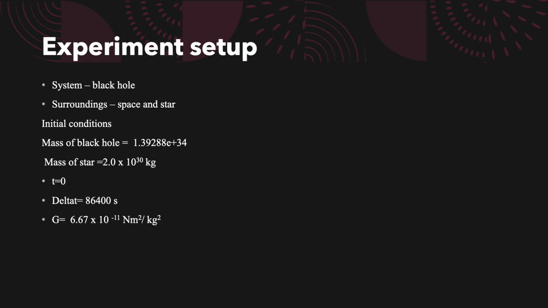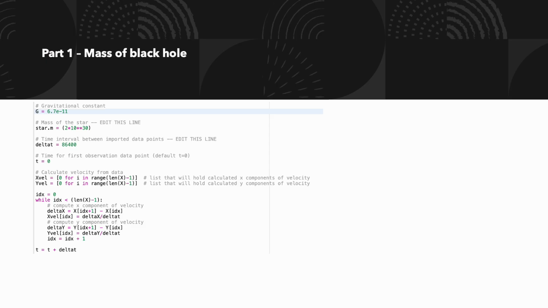So the system is a black hole, the surroundings are the space and star. The mass of the black hole is 1.39 e34 kg. Mass of the star is 2 times 10 to the power 30 kg. And then delta t is 86,400 seconds for the total seconds in a day. So this is part 1 of my code, which is to find the mass of a black hole.